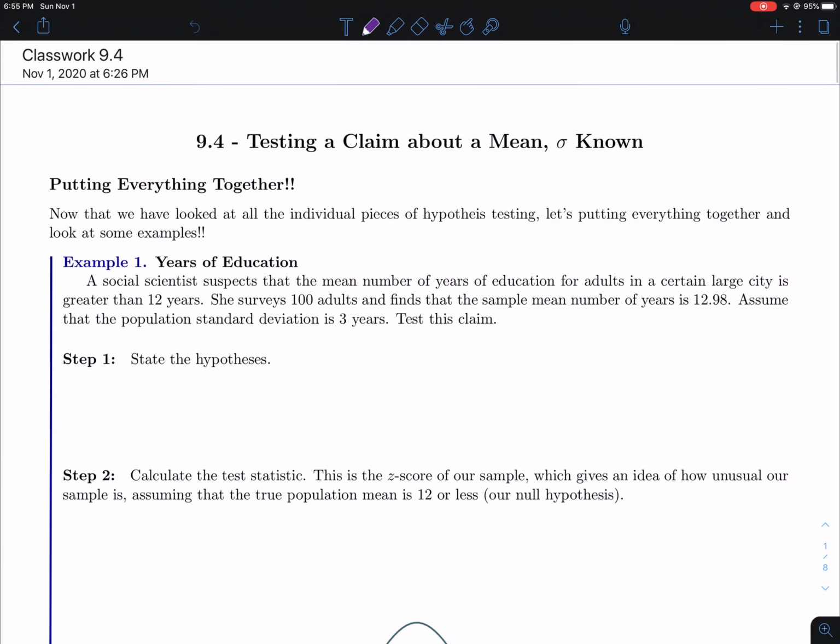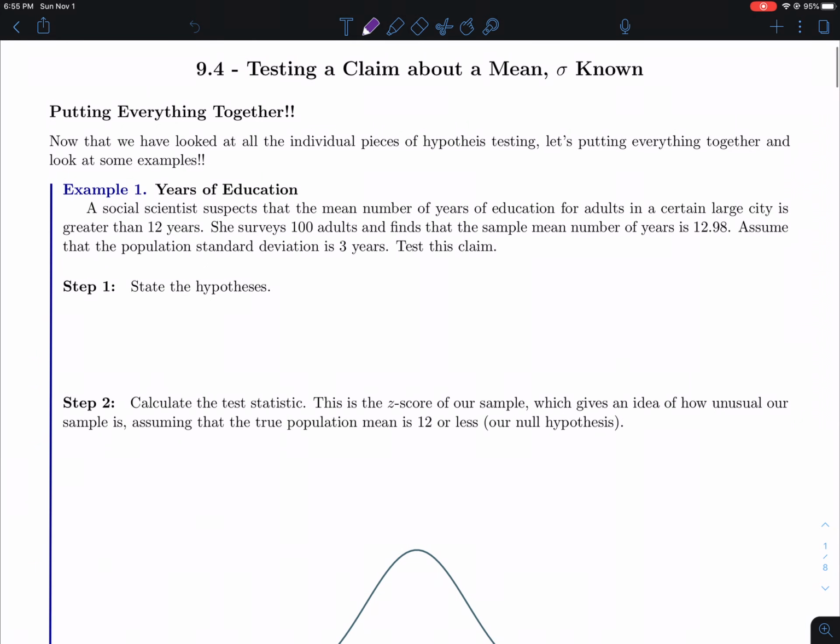So head on over to the 9.4 claim classwork packet, which is testing a claim about a mean, sigma known. So again, this is kind of putting everything together, everything we've learned from confidence intervals, everything we've learned from hypothesis testing, and being able to make some kind of a claim about our information.